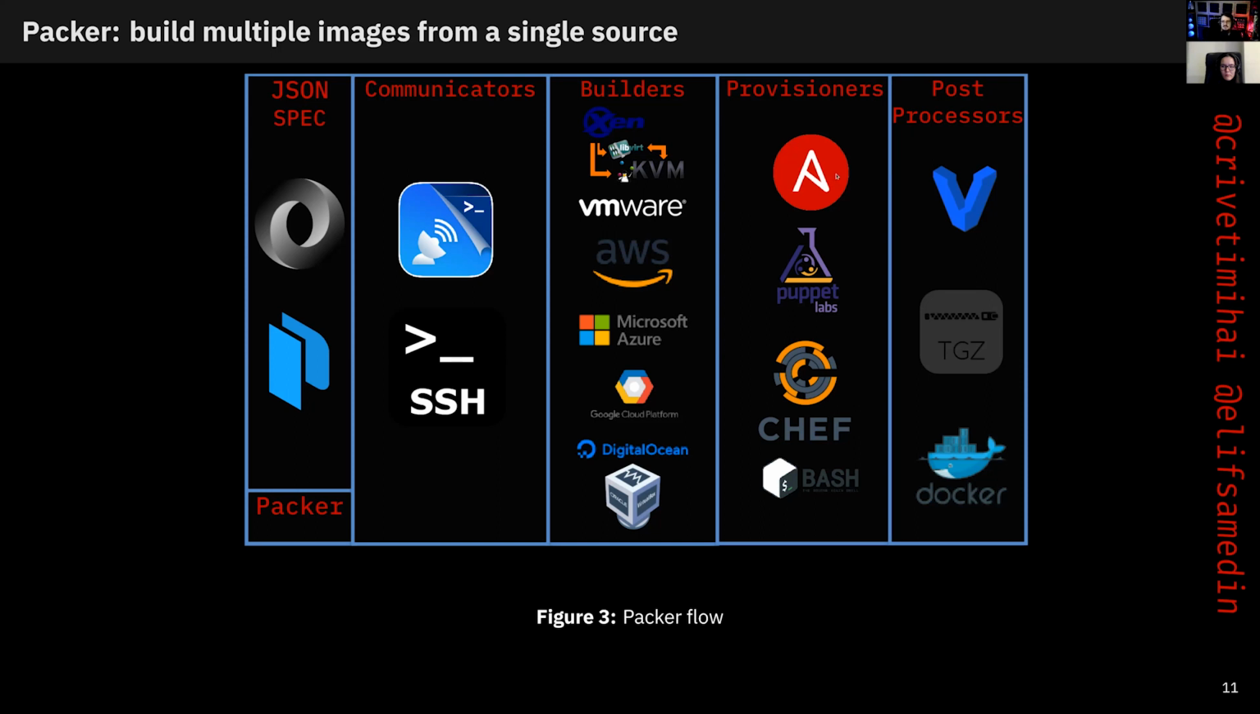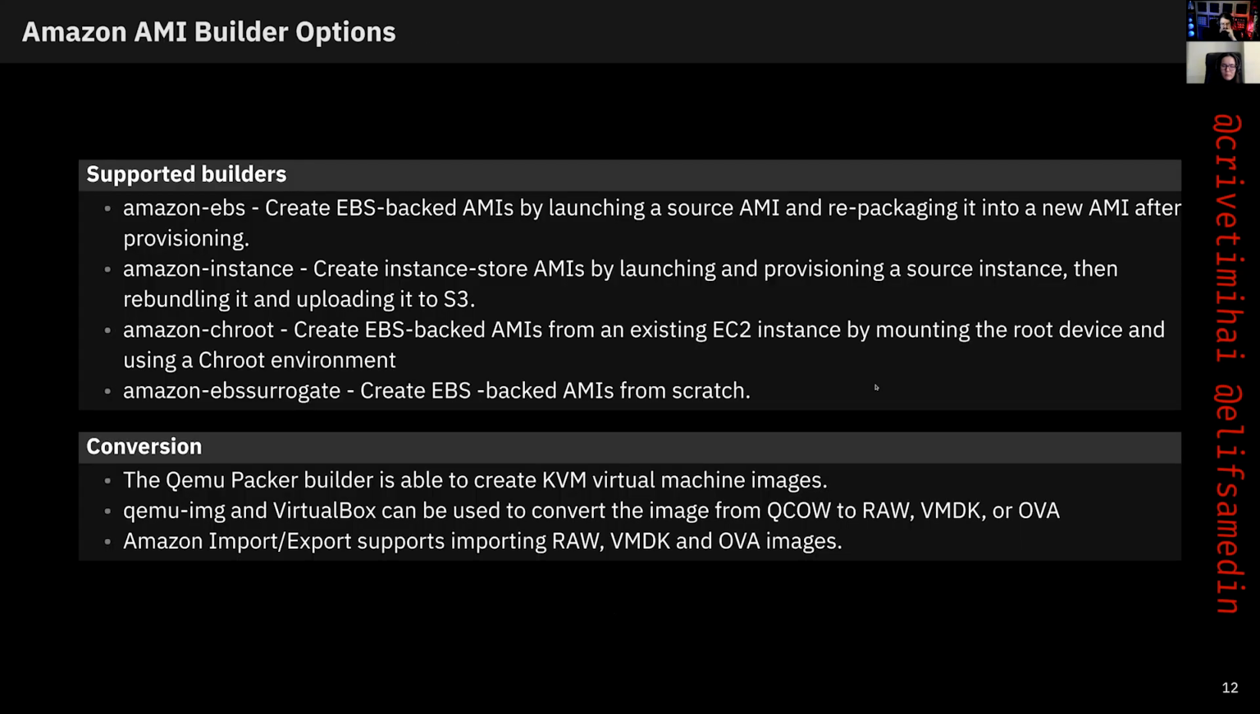And once the image is ready, you can post-process it, create a Vagrant box file, archive it, create a checksum, package it in some form. You can even create, say, an image for KubeVirt and upload it to a container registry, and it's still a virtual machine image. When it comes to building images for AWS, we have options.